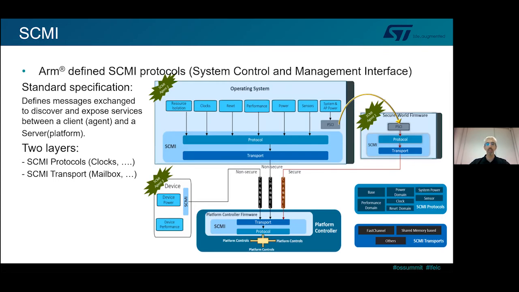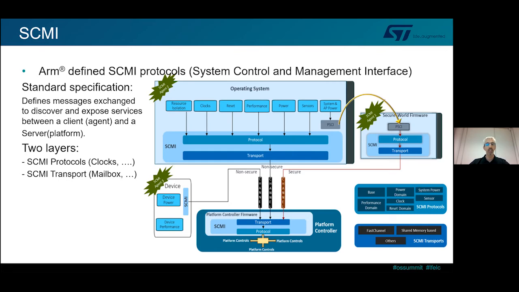So this includes two different layers. The first layer is the protocols themselves. As you see, protocols are multiple. There are power domain protocols, which manage the various domain power saving states of the platform. You have performance management, which gives you control of the performance of a domain, which can be composed of different engines, such as application processor, GPUs, and other accelerators, for example.